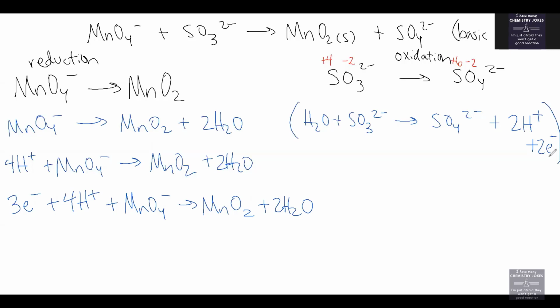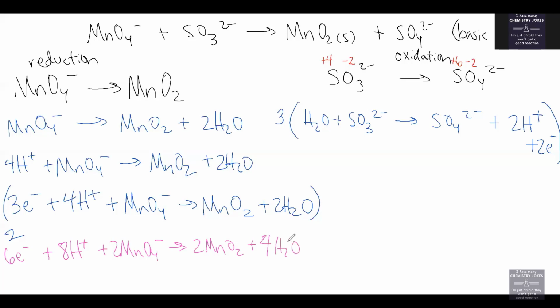Balance out the electrons by multiplying if necessary. Multiply my oxidation half reaction by 3, my reduction half reaction by 2. So multiplying, we get 6 electrons plus 8 H plus 2 MnO4 minus yields 2 MnO2 plus 4 H2O. 3 water plus 3 SO3 2 minus yields 3 SO4 2 minus plus 6 H plus 6 electrons.